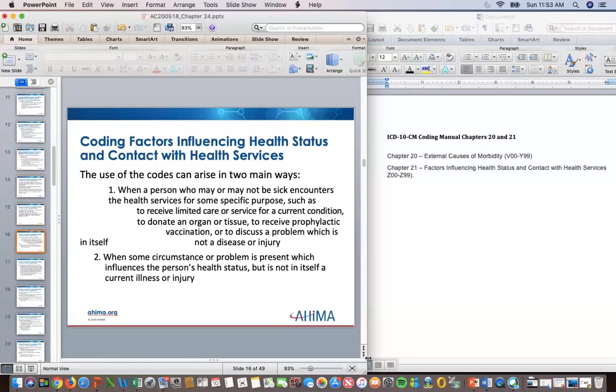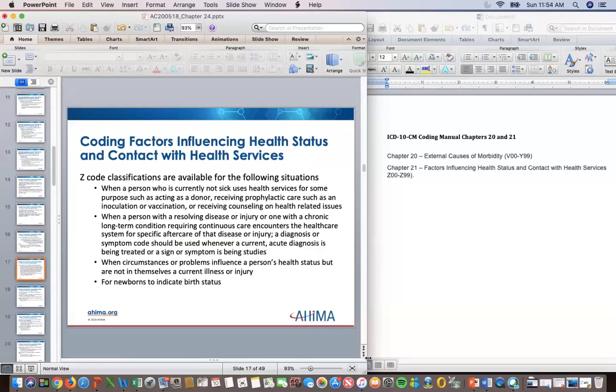Number one, when a person who may or may not be sick encounters the health services for some specific purpose, such as to receive limited care service for a current condition, to donate an organ or tissue, to receive prophylactic vaccination, or to discuss a problem which is not a disease or injury in itself. Number two, when some circumstance or problem is present which influences the person's health status but is not in itself a current illness or injury. So again, as a visit then.